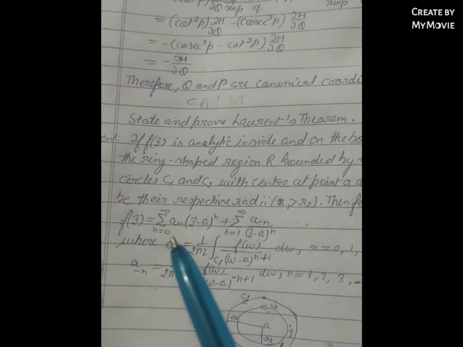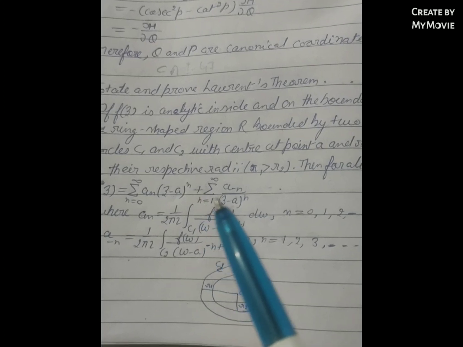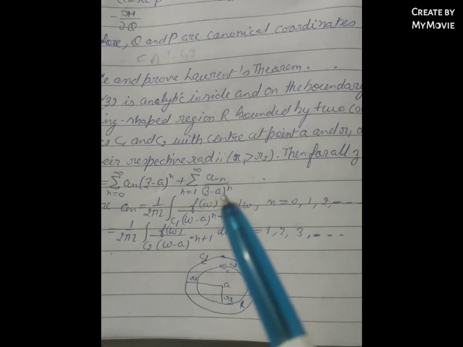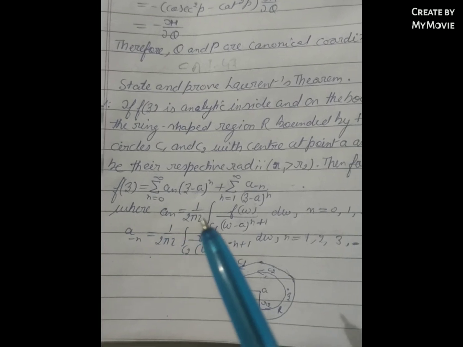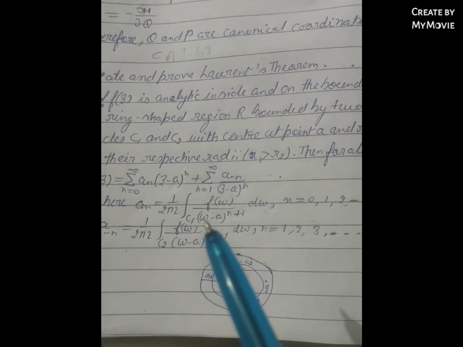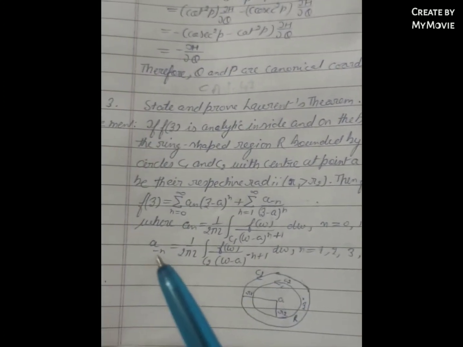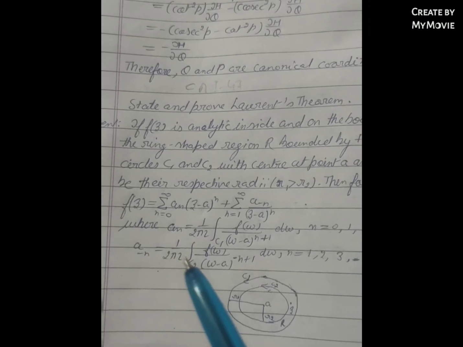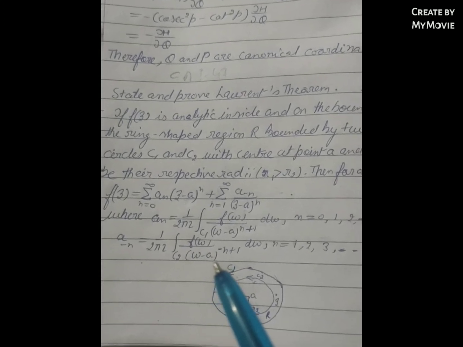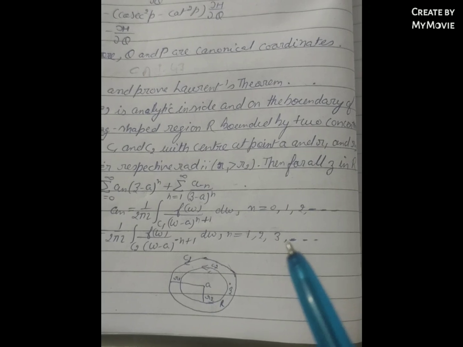f(z) = sigma n varies from 0 to infinity a_n (z minus a)^n plus sigma n varies from 1 to infinity a_(minus n) over (z minus a)^n, where a_n is equal to 1 upon 2 pi i integral over C1 f(w) over (w minus a)^(n+1) dw, n is equal to 0, 1, 2 and so on, and a_(minus n) is equal to 1 upon 2 pi i integral over C2 f(w) over (w minus a)^(minus n+1) dw, where n is equal to 1, 2, 3 and so on.